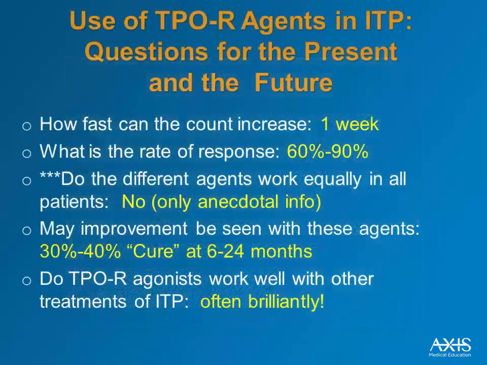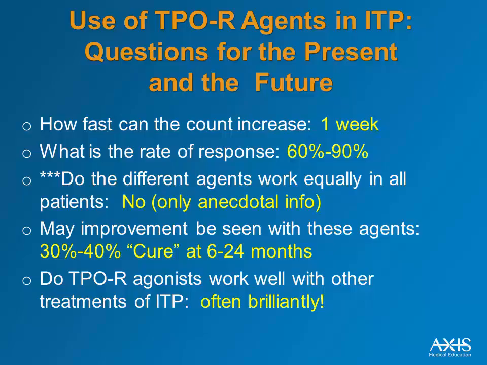So in closing on the TPO agents, how fast can we get the count to increase? About 1 week. Rate of response, 60 to 90%. Do eltrombopag and romiplostim work the same in all agents? No. Increasingly, there's anecdotal information that patients may respond to one and not the other.